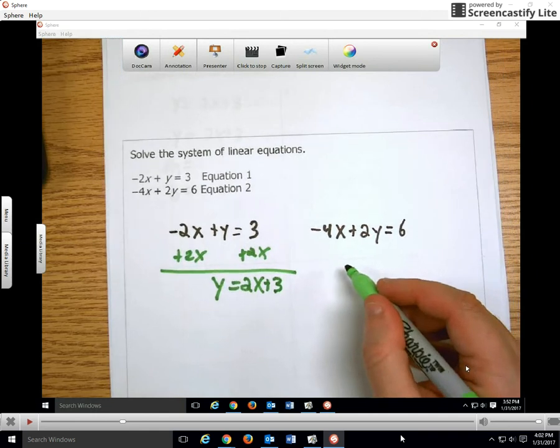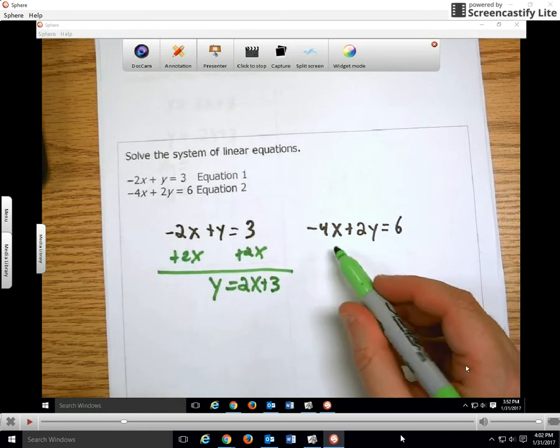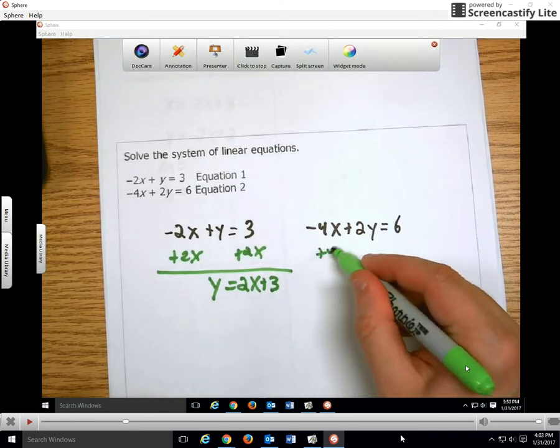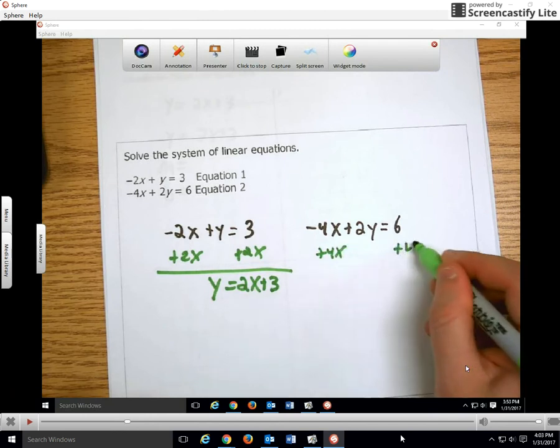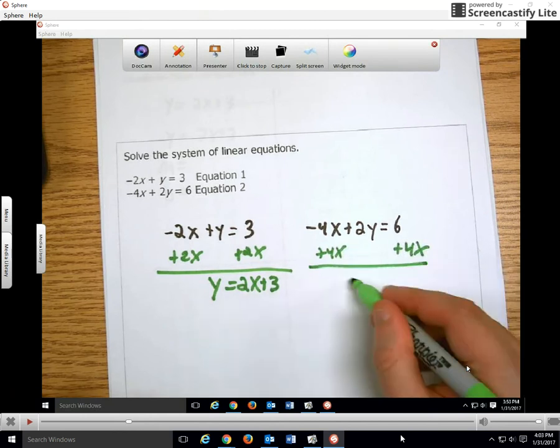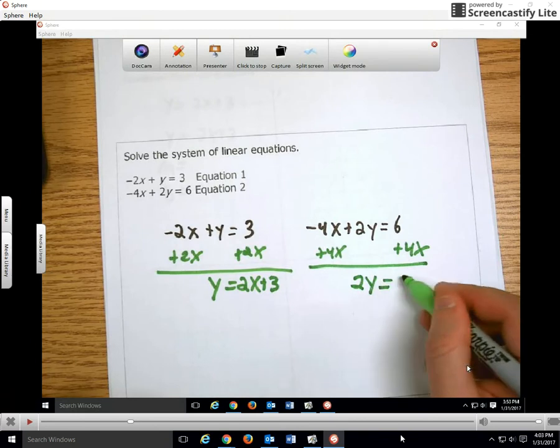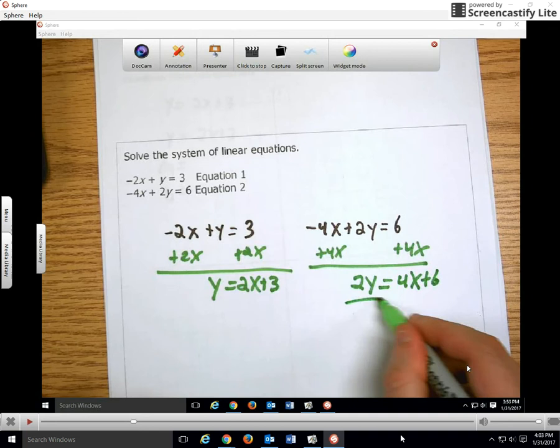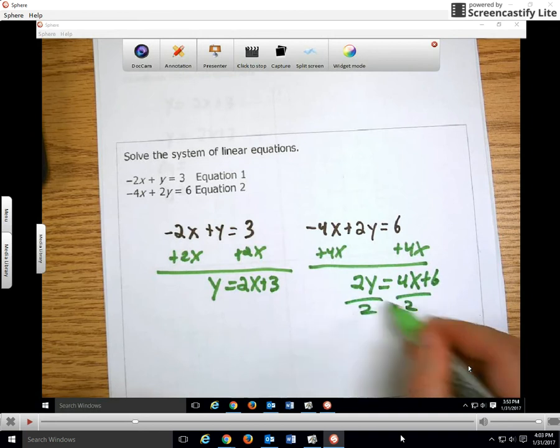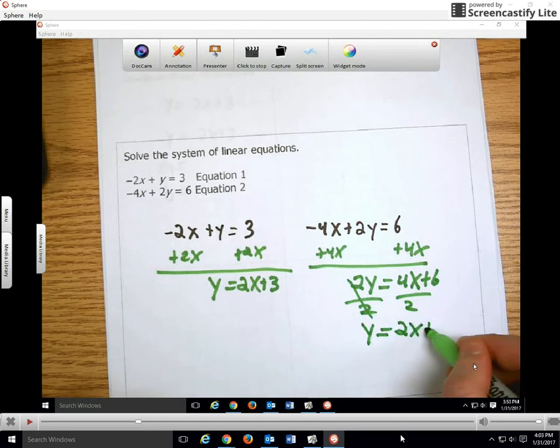And looking at this one, it's pretty easy to solve for y also. I'll add a positive 4x to both sides. Bring down the 2y equals 4x plus 6. Divide both sides by 2. And we have our answer.